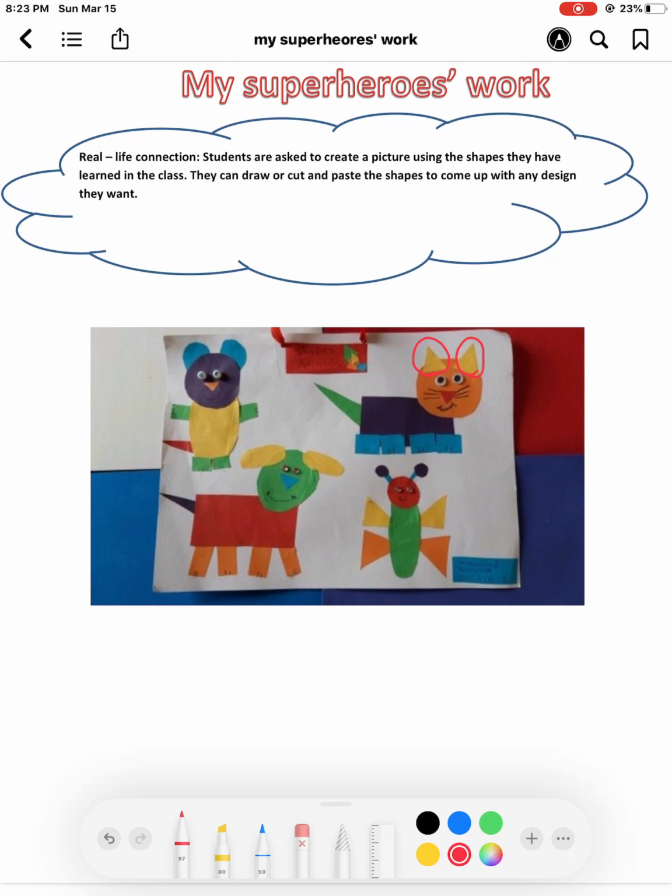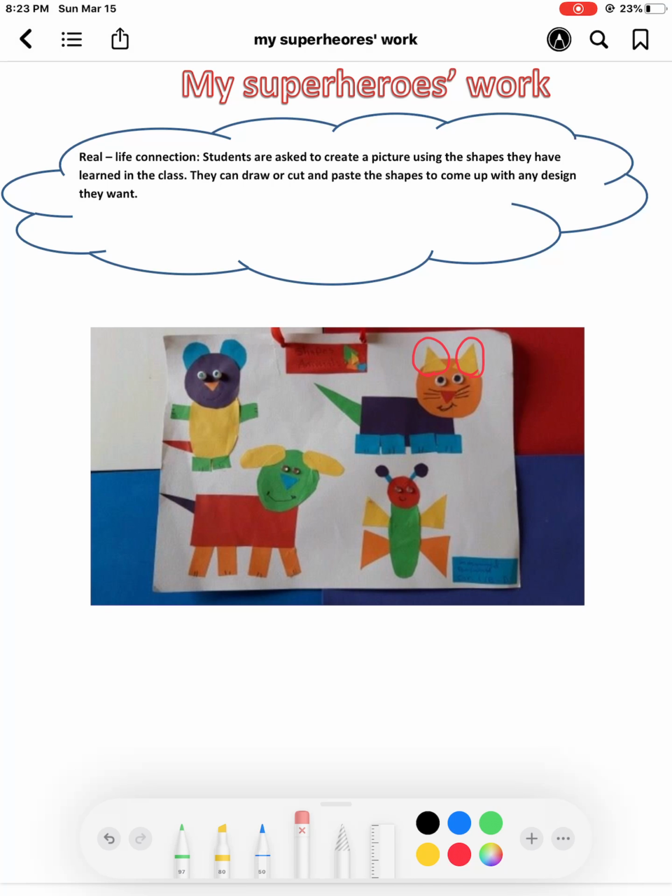How did I know that those are triangles? Do you remember? A triangle is a shape that has three sides. That's why we say tri. Three sides, three vertices or corners.